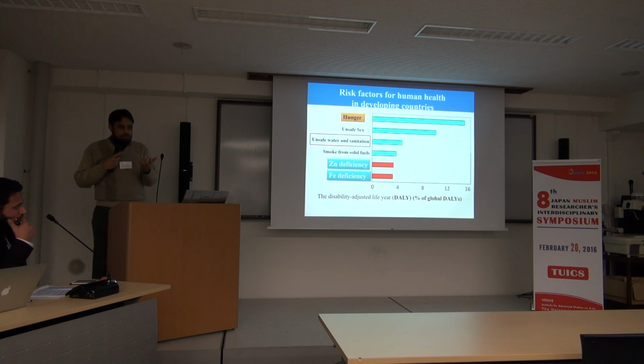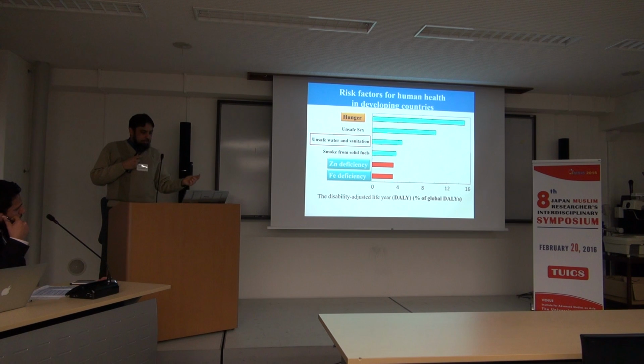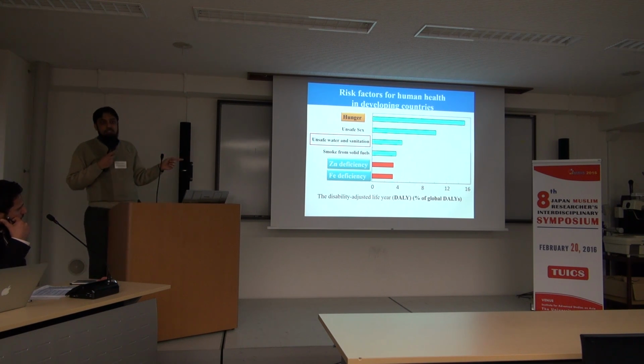This problem is particularly severe in poor countries where food safety standards are not implemented. You grow food for yourself and eat it without knowing what it contains. And then come zinc deficiency and iron deficiency. This is a major deficiency in humans and plants.